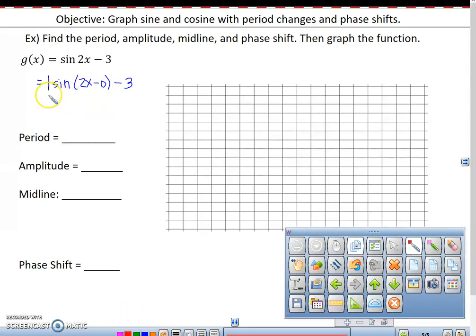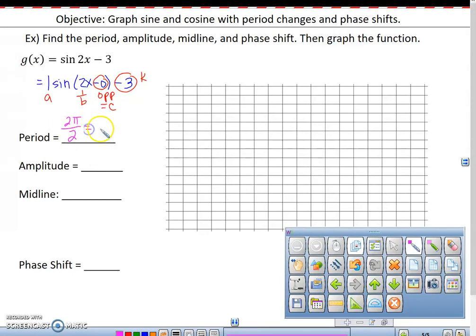So the 1 is our a parameter. The 2 is our 1 over b parameter. The opposite of that, minus 0, is again our c, and our -3 or minus 3 here, this is our k. All right, so the period of this function would be 2 pi divided by our 1 over b, which is 2.